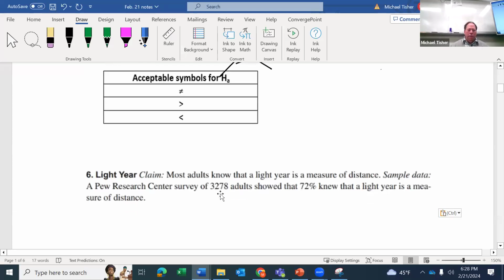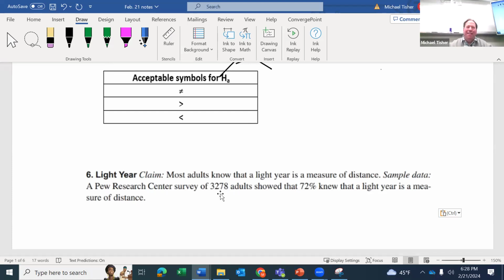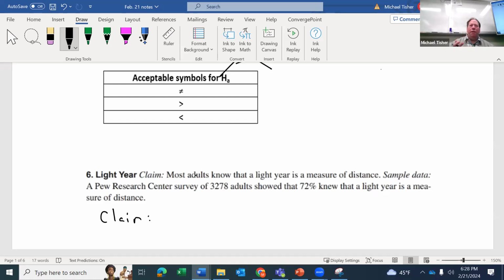Okay, so here we claim that most adults know that a light year is a measure of distance. Did y'all know that? Okay, so that's our claim. Now the last problem had to do with mean, but this one doesn't have mean in it, does it? We have another thing in here, and it's actually to do with percentage. So if most people know, then what percentage of people, for example, would know? Any ideas?